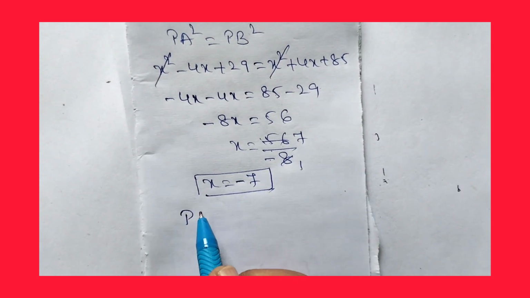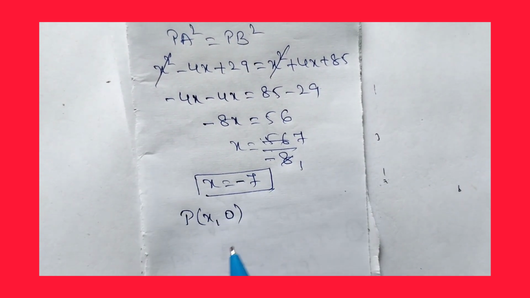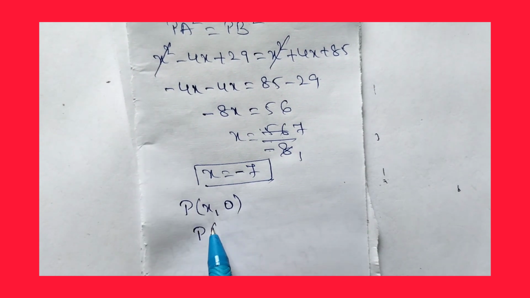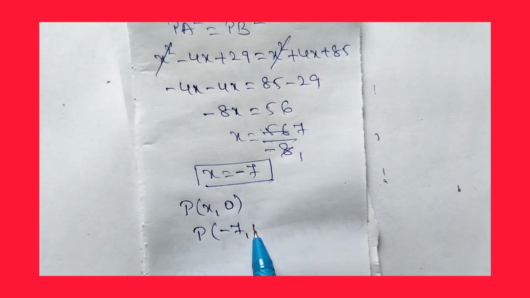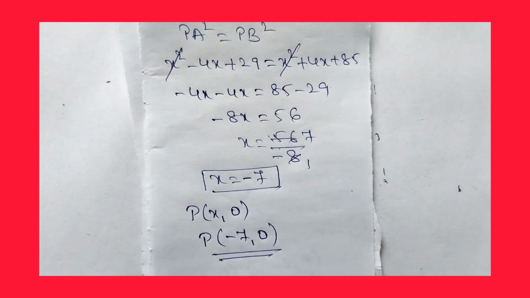Therefore, the coordinates of P is (x, 0), that is P is (-7, 0). So (-7, 0) is the coordinate of point P which lies on the x-axis. So like this we have to find out this problem.